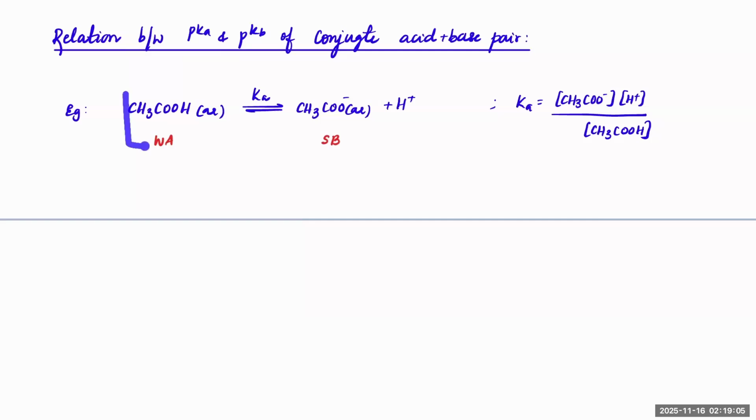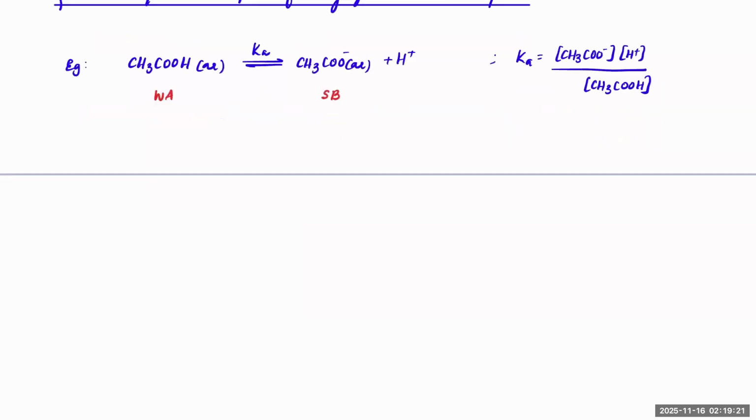Acetic acid. Acetic acid is a weak acid. It will ionize into CH3COO minus and H plus. Its Ka value can be written as product's concentration by reactant concentration. Similarly, what would happen if it is a conjugate base? Conjugate base is CH3COO minus, and if you keep it in water, correct, it will take H plus from water and convert into CH3COOH plus OH minus.